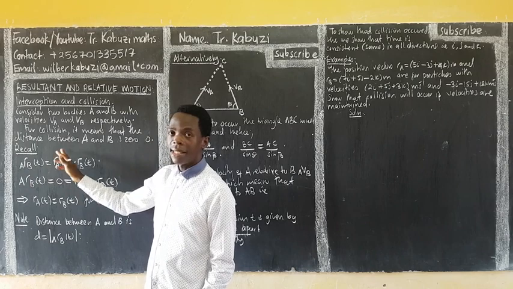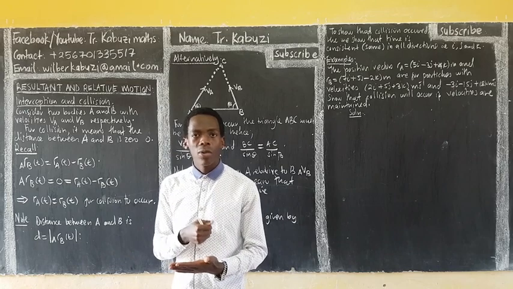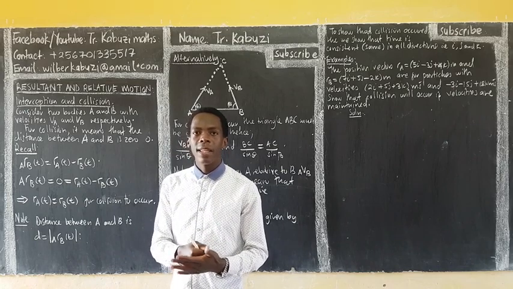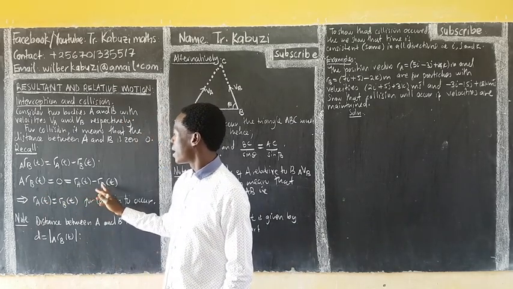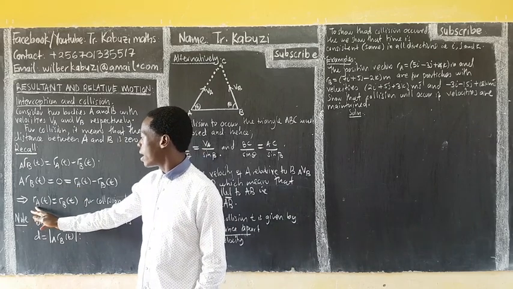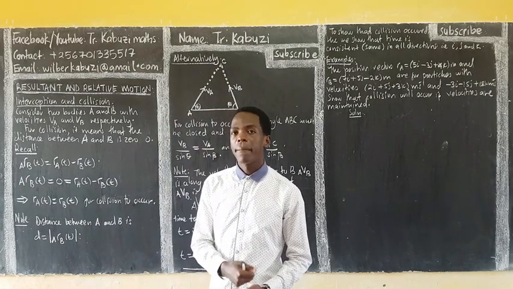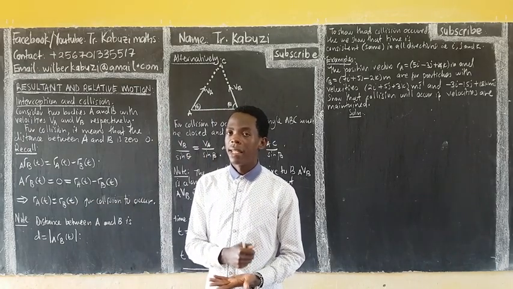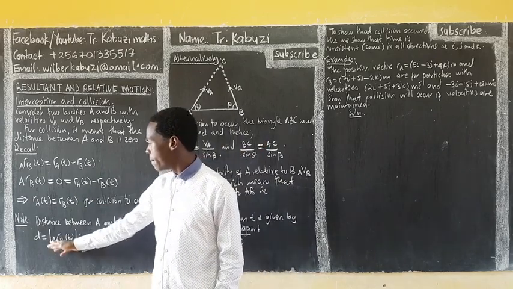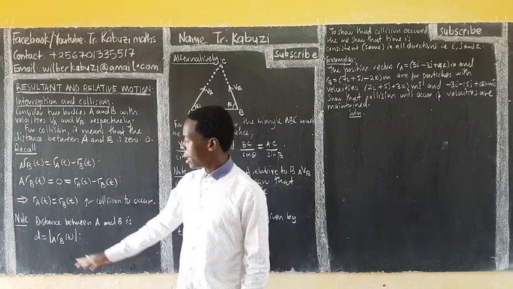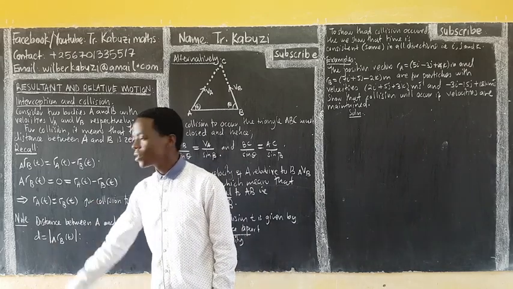Recall that the displacement of A relative to B is given by this. We get the displacement of A and the displacement of B. But for collision to occur, there is no displacement between them. They are at the same point. It means that this is equal to 0, meaning that this minus this is also 0. If you subtract two things of the same size, you get 0. Note that the distance between A and B is given by the magnitude of the relative displacement. So if distance is 0, then even this is going to be 0.